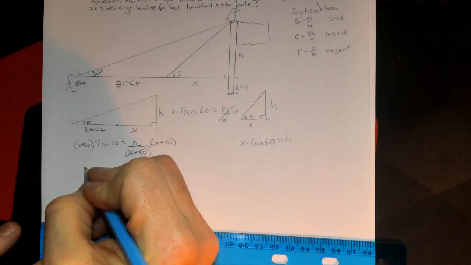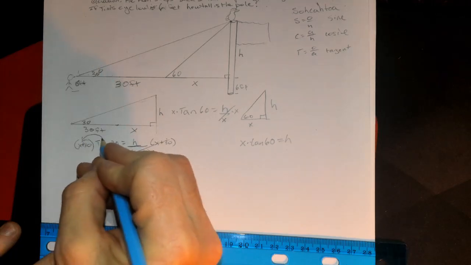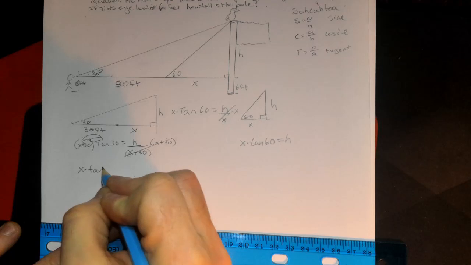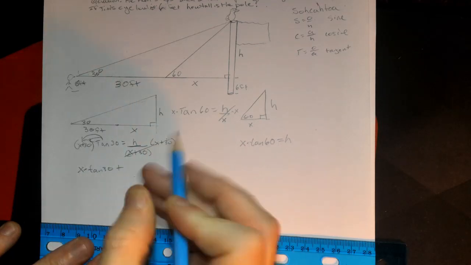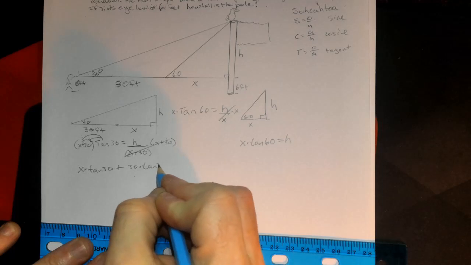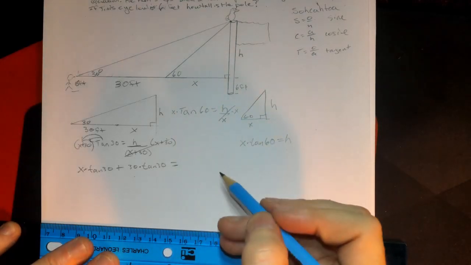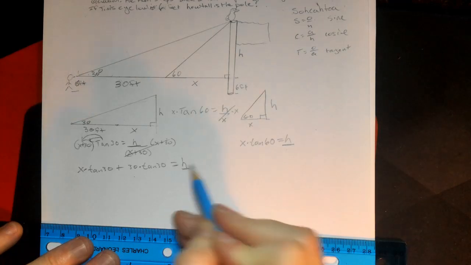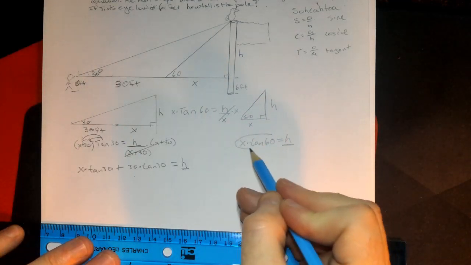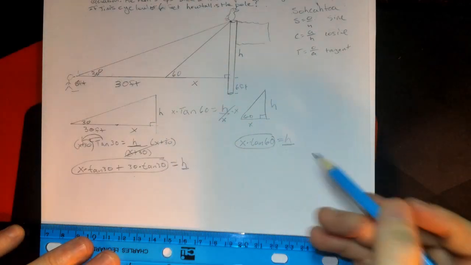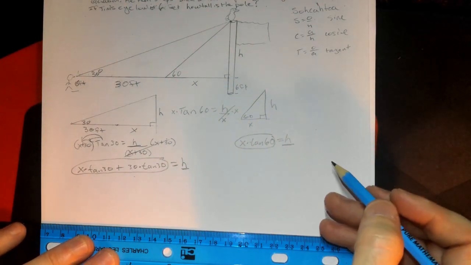So if I distribute the tangent of 30 to both of these, I could say x times the tangent of 30 plus this 30 times the tangent of 30 will equal, well, h, right? And since this equals h and this equals h, then we can set this right here equal to this right here. Since they both equal h, they must equal each other.